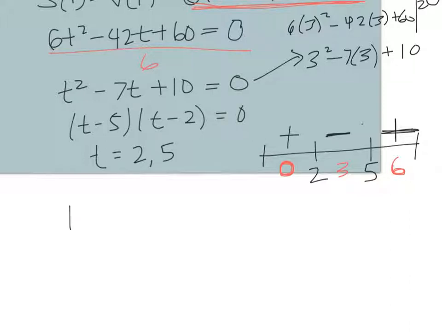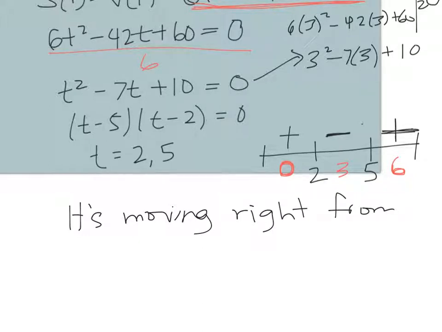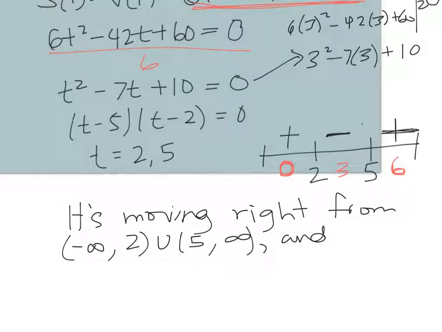So it's moving right from, and you could do it in different ways, but it's from negative infinity to 2, and, sorry, not 2, 5 to infinity, and left from 2 to 5.